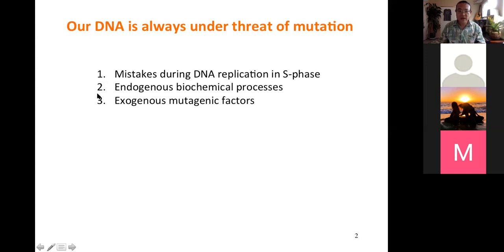So today we're going to look at these two other threats of mutation. So we'll start off talking about endogenous biochemical processes. So in addition to the DNA replicating and just making mistakes as it replicates, the DNA, of course, is within a living cell that has all kinds of metabolic processes going on, and that means there's all kinds of other molecules floating around that might be byproducts of things like metabolism that are potentially very reactive and can cause damage.